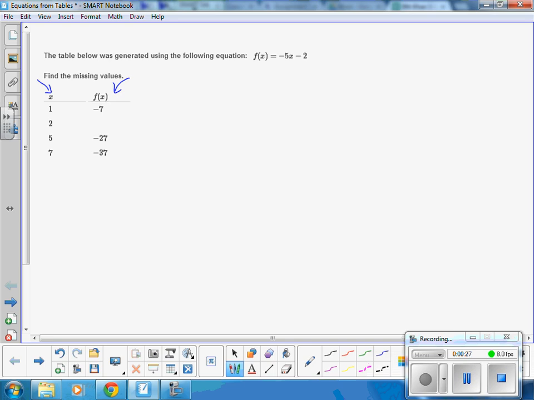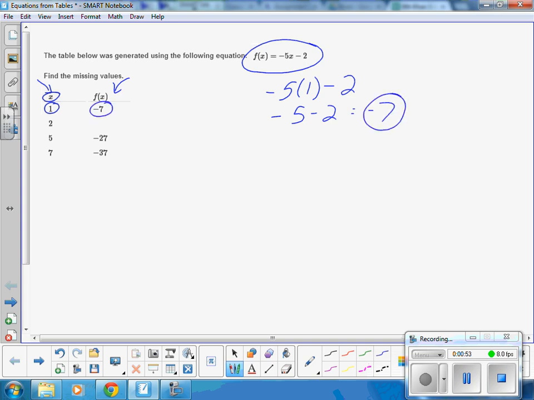You're putting the x, or the 1, into the equation to figure out what comes out. That was your gears, if you remember. So when I put the 1 in here, it's a -5 times 1 minus 2. That's a -5 minus 2 is a -7. Notice that equals a -7. We have a -7. Okay?